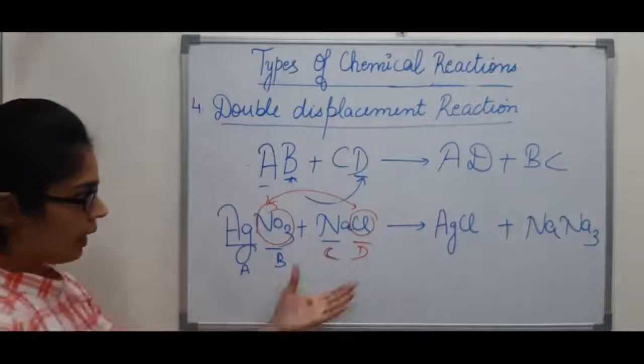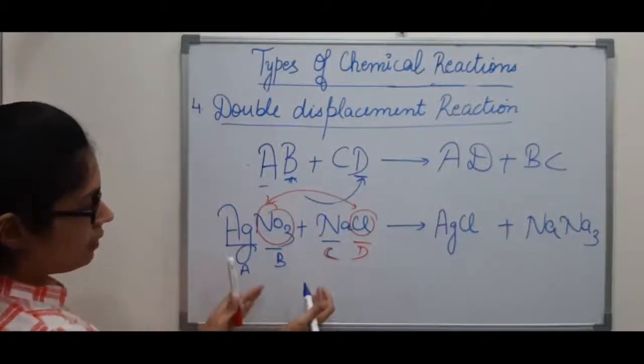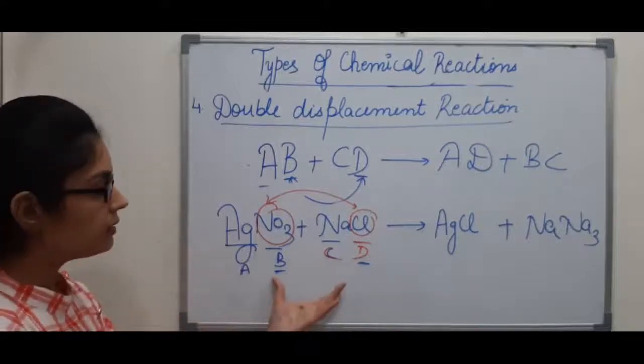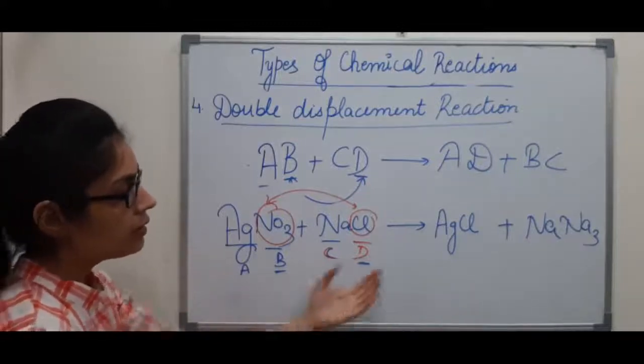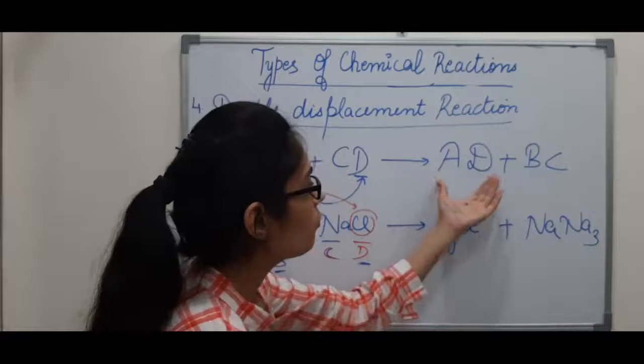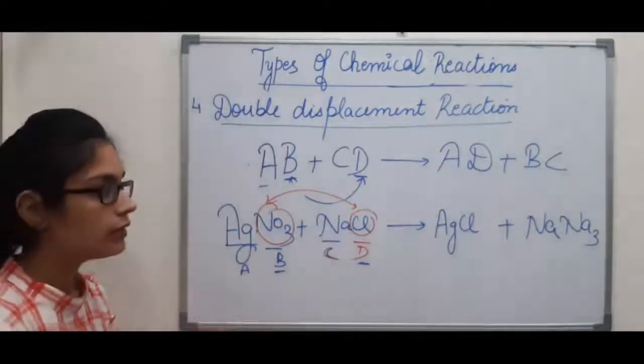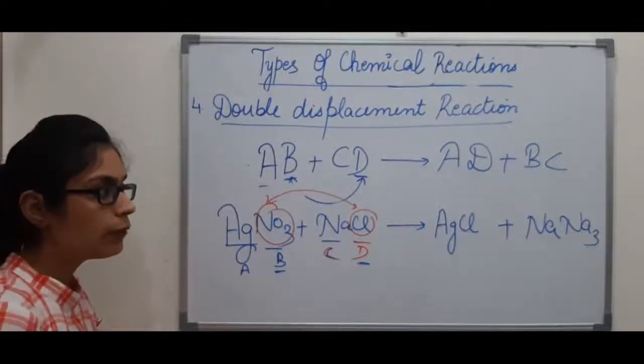So I can see these two parts of my reactants are interchanging their position. So I got this in the form of AD and BC. This will conclude that this reaction is also an example of double displacement reaction.